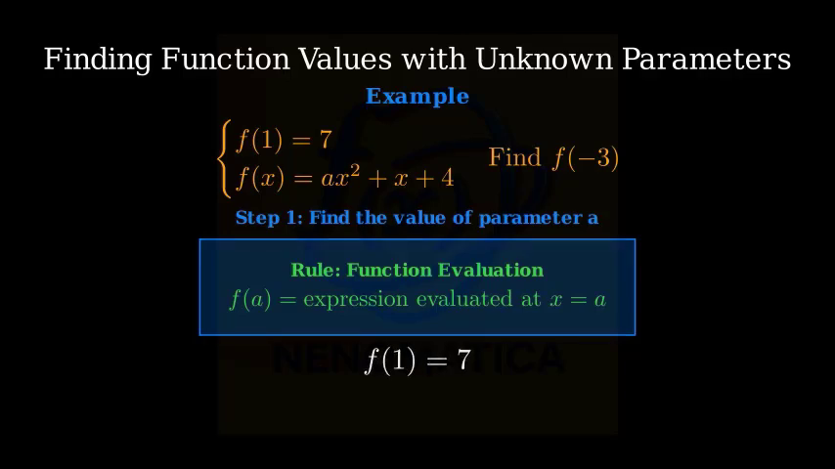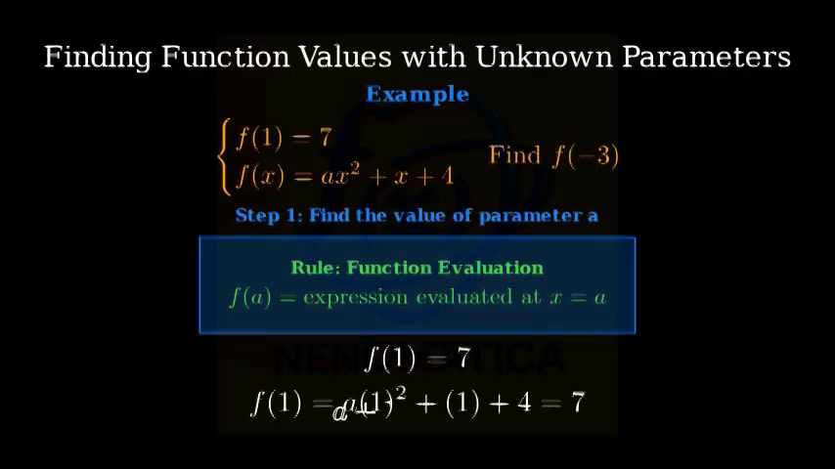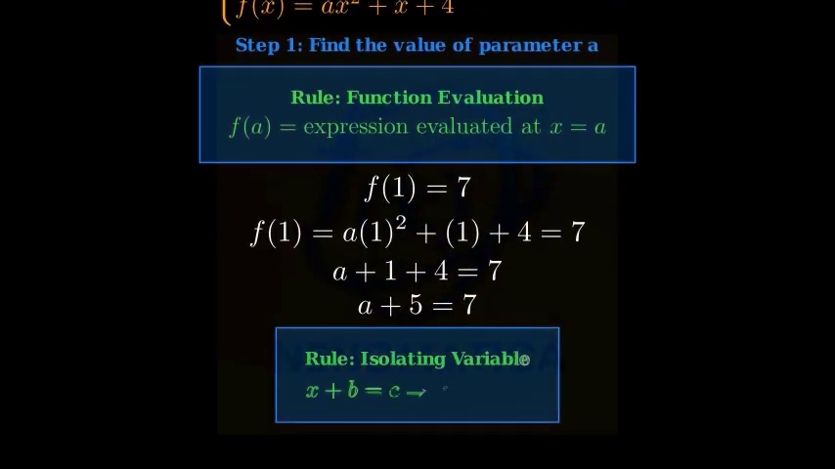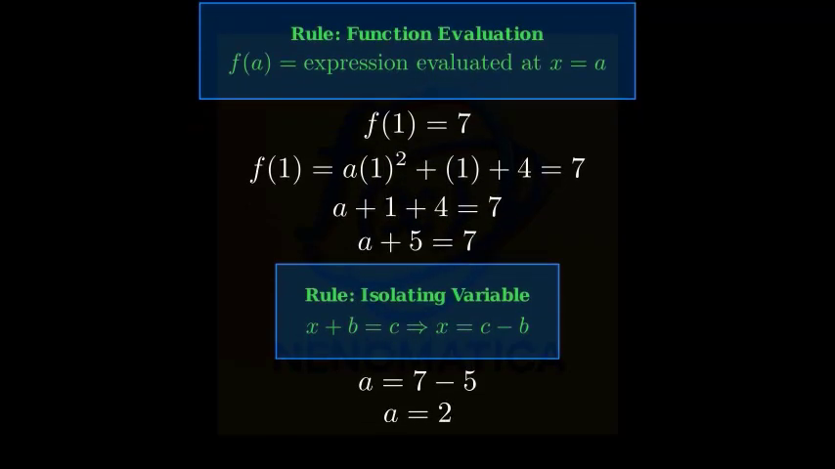We know that f of 1 equals 7. Let's substitute x equals 1 into the function definition. f of 1 equals a times 1 squared plus 1 plus 4. This simplifies to a plus 5 equals 7. Now, we'll use the basic algebraic property to solve for a. Subtracting 5 from both sides, we get a equals 2.